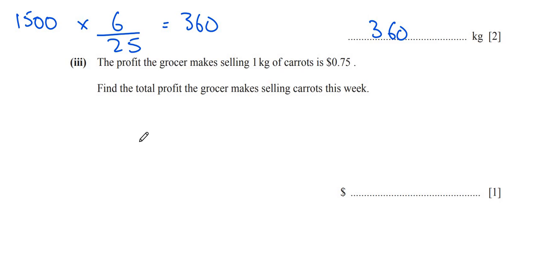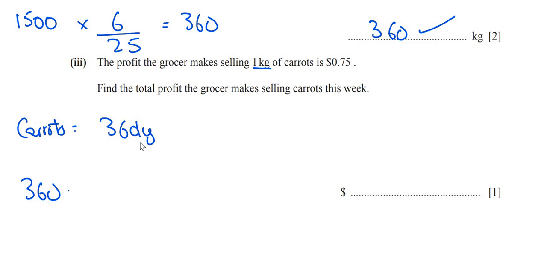Anyways, it says the profit the grocer makes selling 1 kg of carrot is 0.75. Find the total profit that he makes. So look, how many carrots does he sell? He sold 360 kgs. How do I know that? We calculated it over here. So for 1 kg, if he makes 0.75, for 360 he will make 0.75 multiplied by 360, which is $270. So he made a profit of $270.